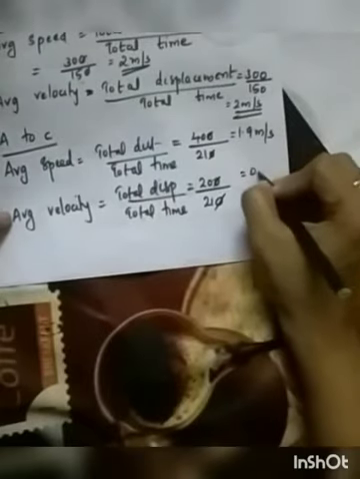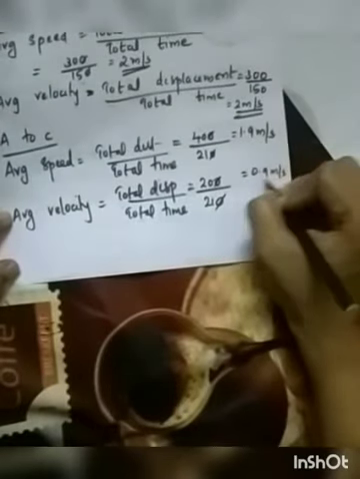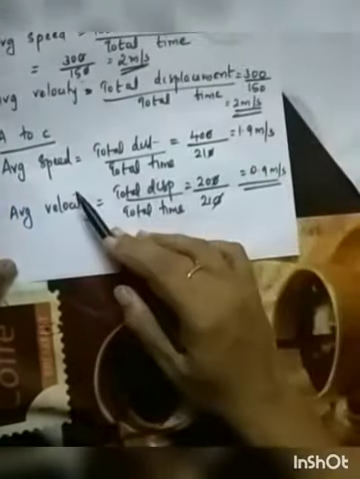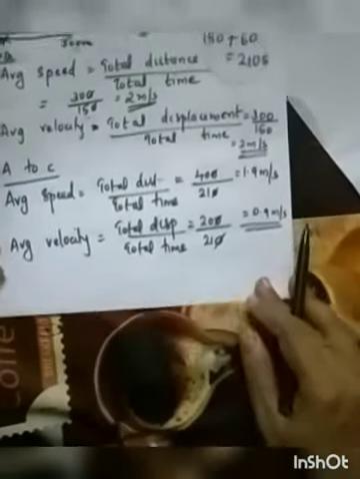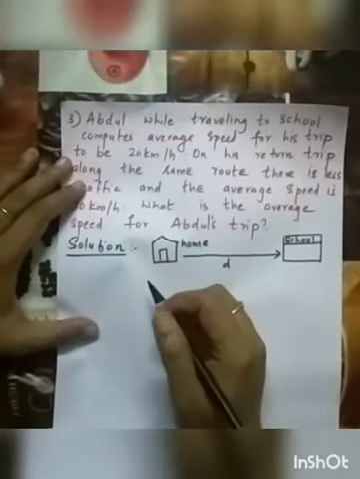And when you simplify, you will get almost 0.9 meter per second. So this is the average speed and average velocity for the journey A to C. Children, let's move on to the next question.